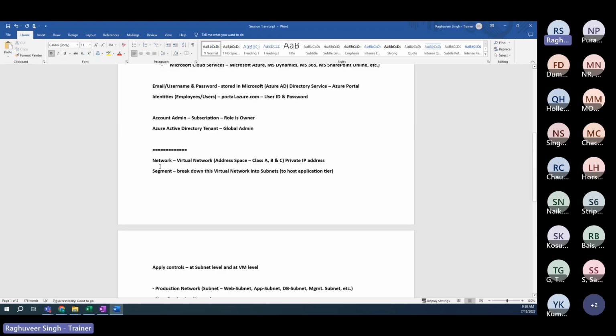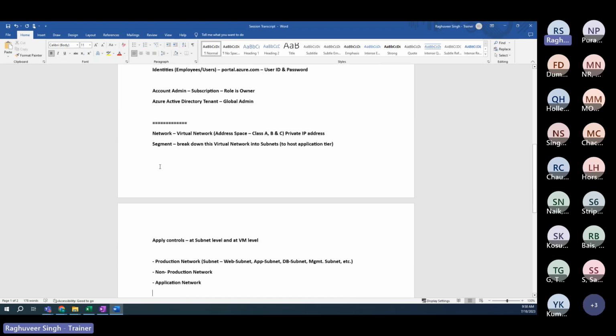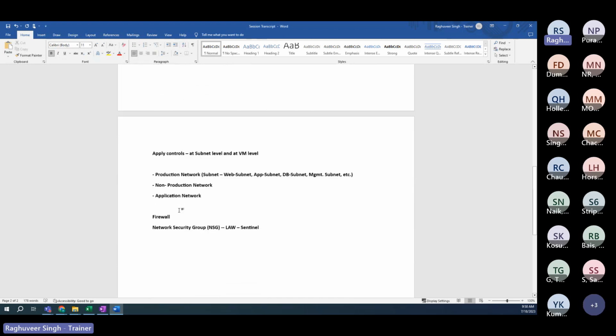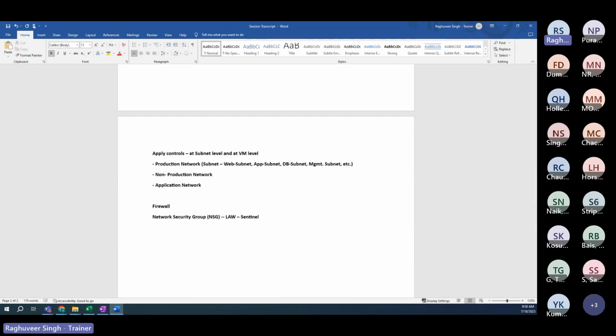And network is one of the core services in the landing zone or minimum viable cloud. Without a network, you will hardly be able to build any service in Azure. Every service needs a network. So this is about networking that you need to know.